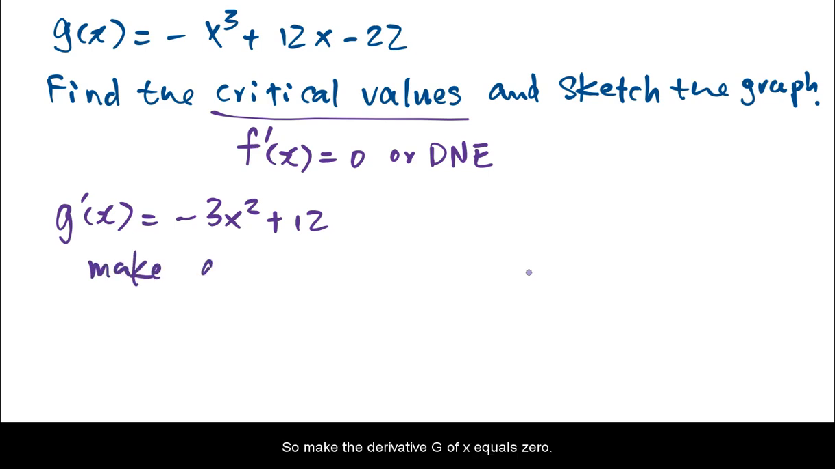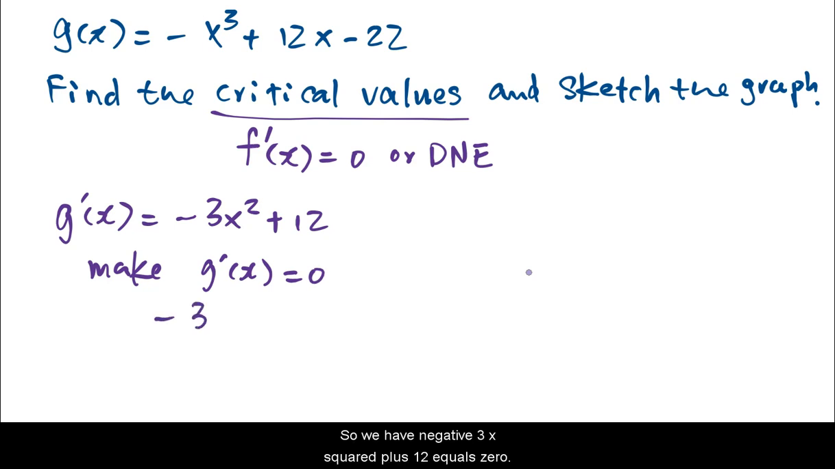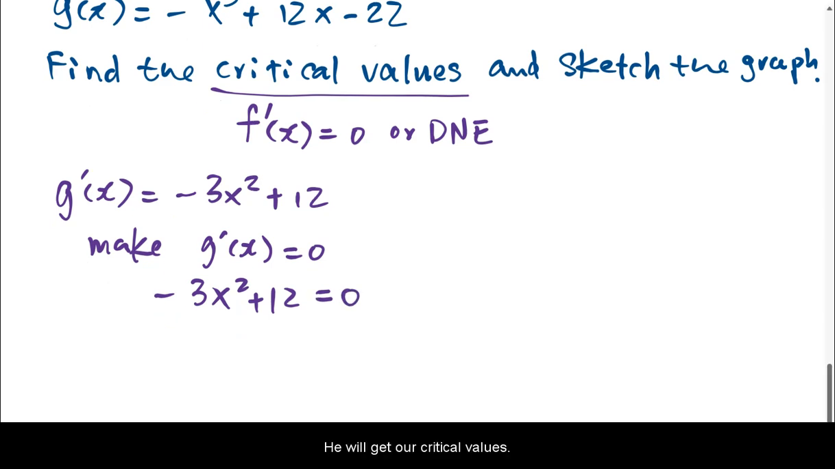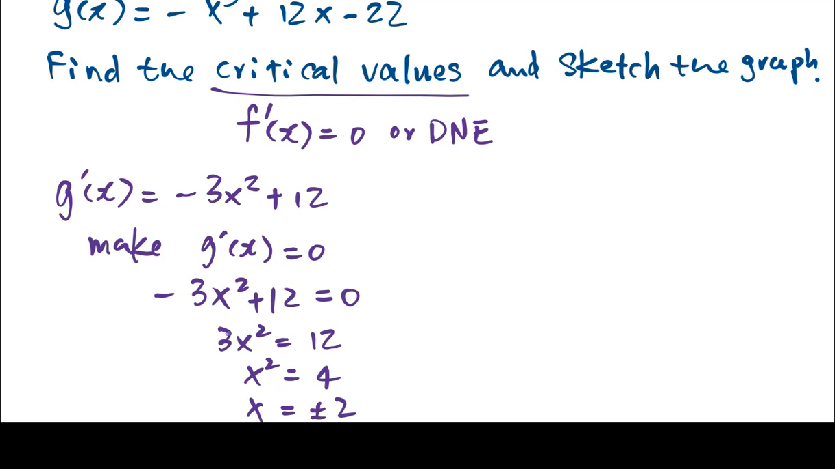So make the derivative of g of x equal 0. So we have negative 3x squared plus 12 equals 0. We'll solve for x. Here we'll get our critical values. So we have 3x squared equals 12, x squared equals 4, so x is plus or minus 2. So here we have two critical values. One is x equals 2, the other one is x equals negative 2.